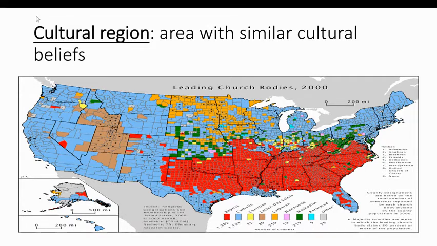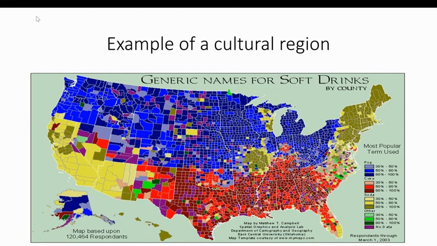So when you look at that area, it doesn't have to be 100%. If you're looking at the South there, the Baptist Belt, it doesn't have to be 100% red. But it's an area with a dominant cultural characteristic here. And I'm just using religion in this case, but it could be any kind of cultural aspect.